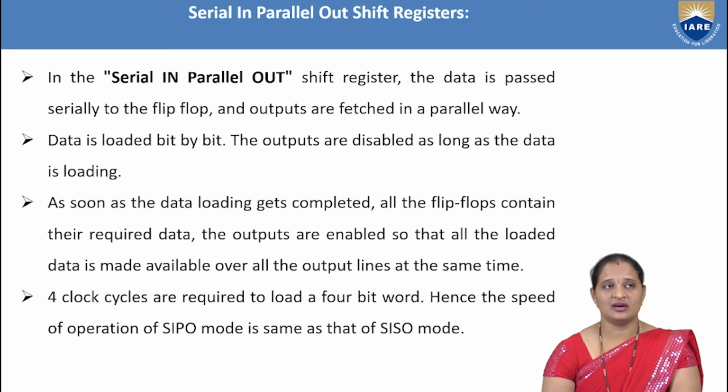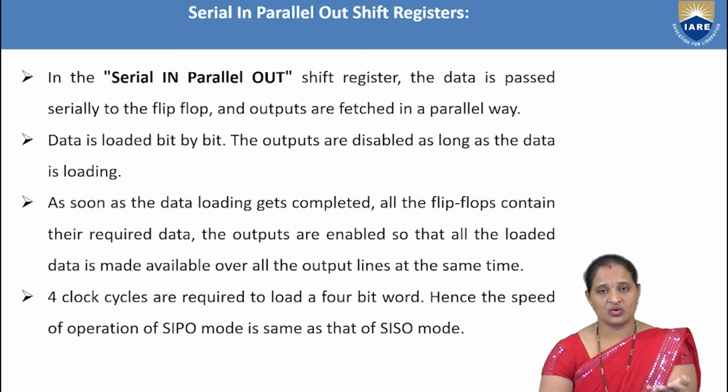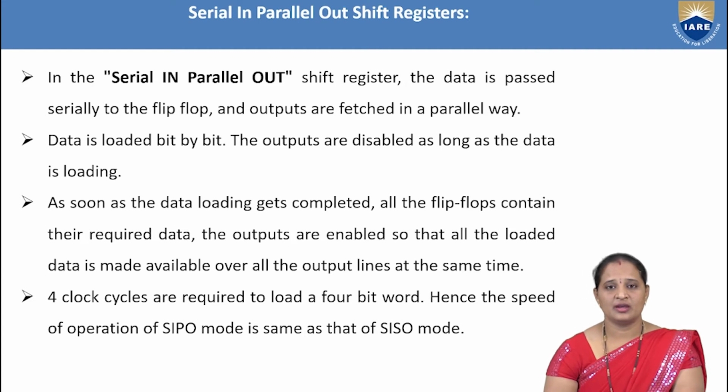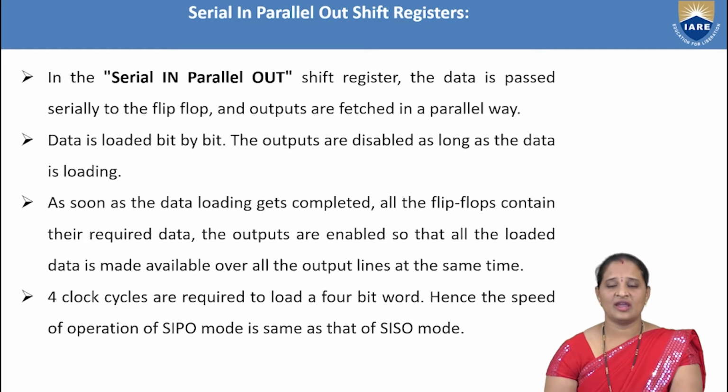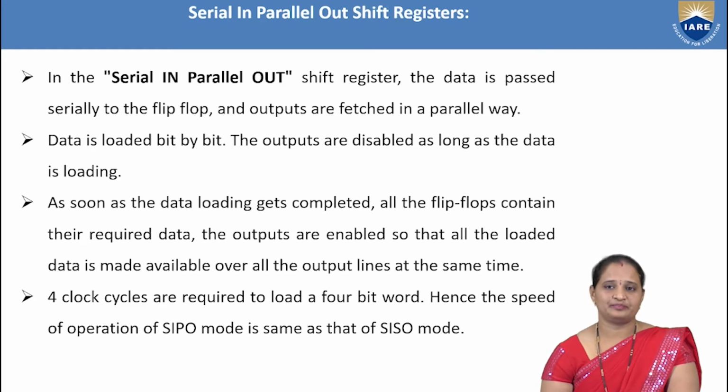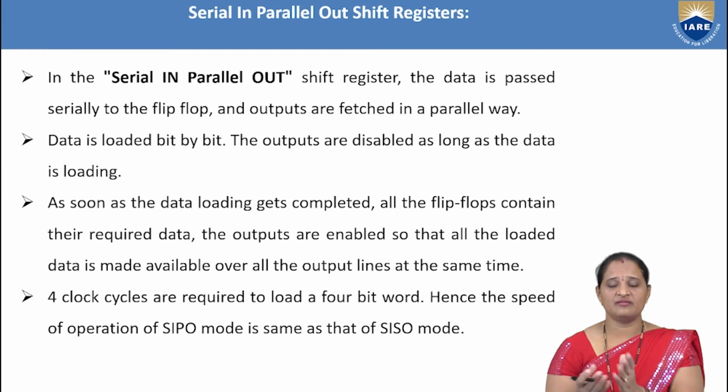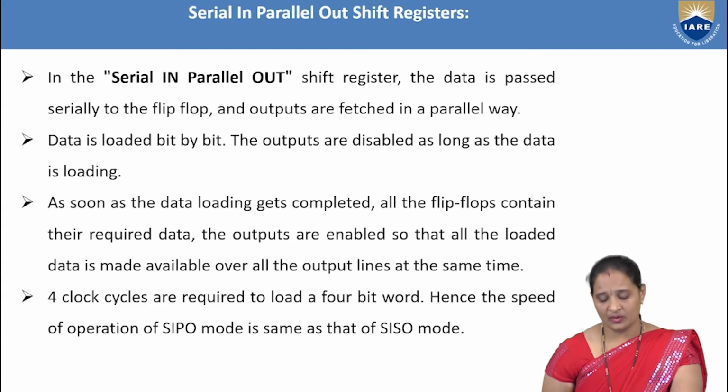So that means here, serial input. In order to store 4 bits of data, as we are going for serial in, it requires 4 clock pulses, whereas for the output, once the data is loaded, we can read all the bits at a time. So within 4 clock pulses, the loading is done and the reading is also done.